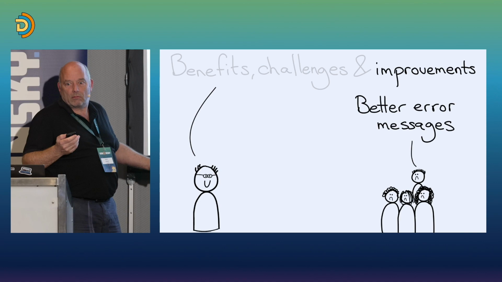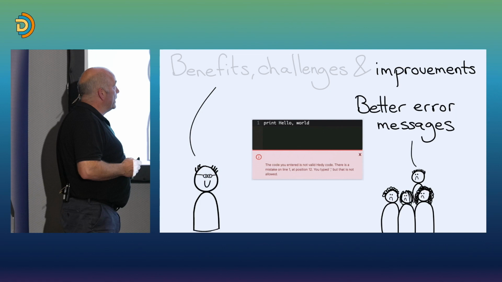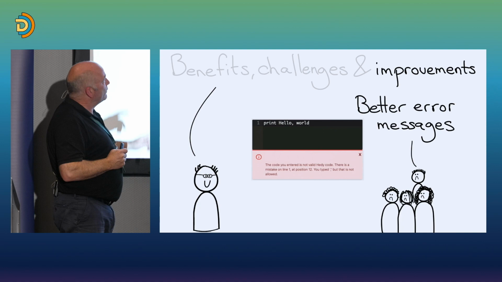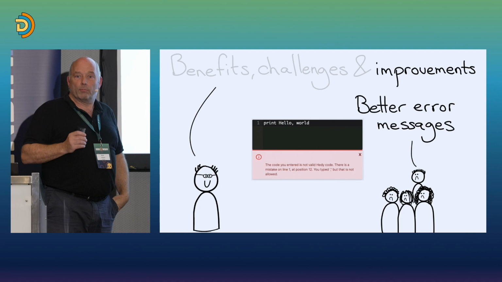And so was this one. You said print, hello world. This is on level 2. It's not allowed there anymore. There's a comma there. This code you entered is not valid Hedy code. There is a mistake on line 1 at position 12. Count it. It's good. You exactly know where it is. You typed a comma, but that's not allowed. I think this is a perfect error message.